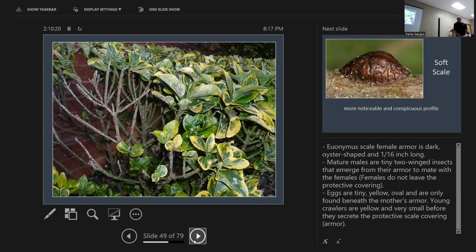Right. Yeah. Euonymus is an exotic, sometimes invasive. When you talk about weeds, you talk about invasive species. That's an invasive species. It's better to plant the natives, even though they may have their own components. Yeah. So anyway, that's one of those types of scales.